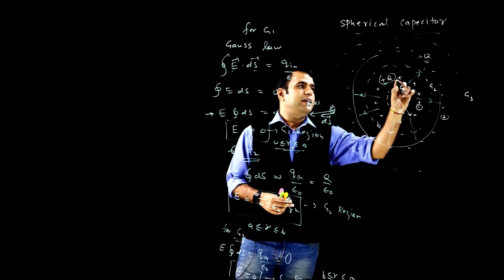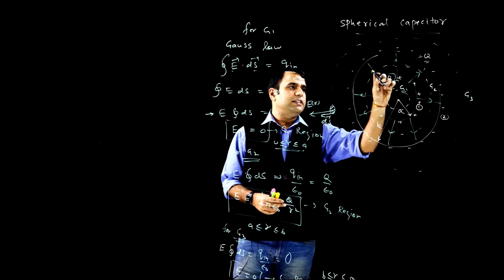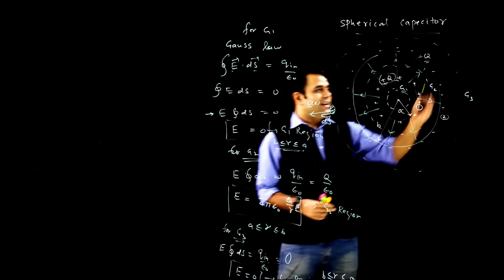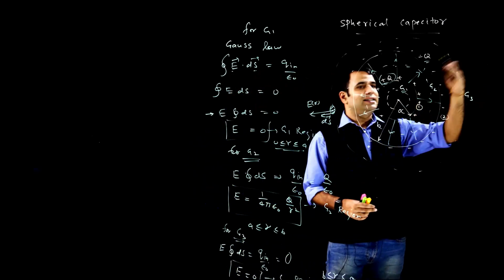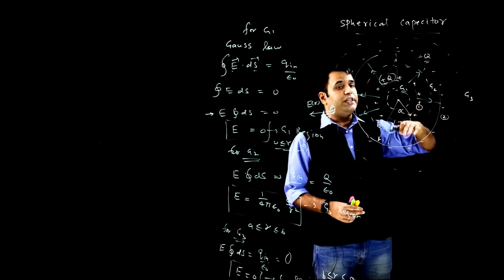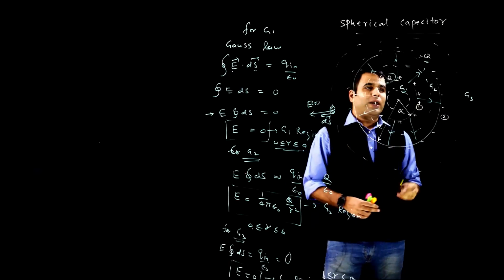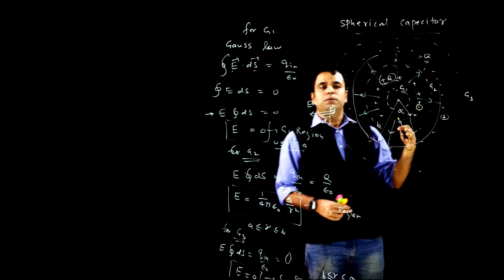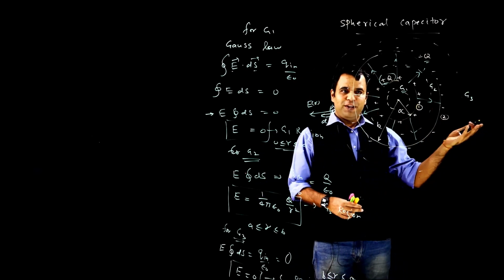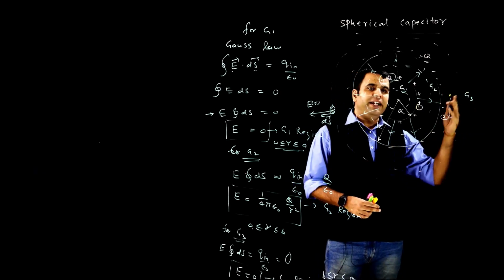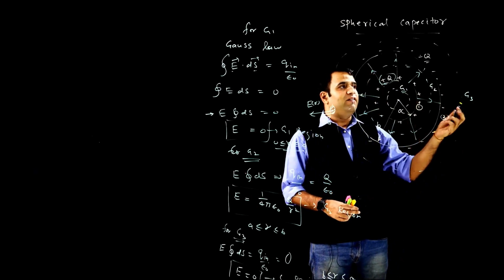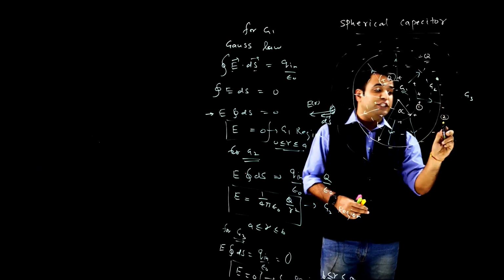Electric field is only there between these two spherical shells. So you see, in this region, since electric field is 0, the potential will be the same. The same potential will be there at infinity and the same potential will be there at the surface. Generally we assume the potential at infinity to be 0, and the potential at infinity will be similar to the potential at this surface, which is surface 2.